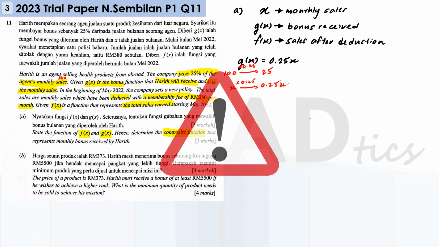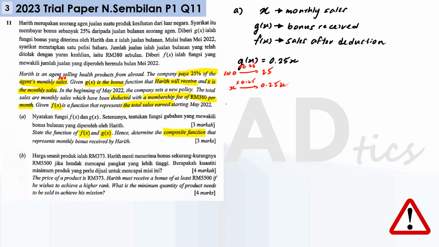Let's say an example, monthly sales is 500. Because of this membership fee, we need to minus 380, so it will become 120. Again, if this 500 is x, we minus 380, so this is x minus 380. So this is my function.